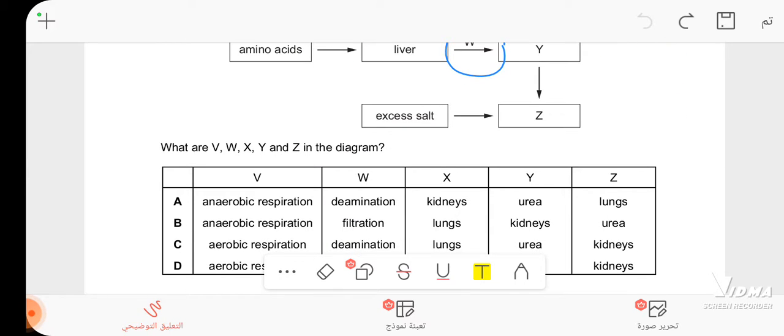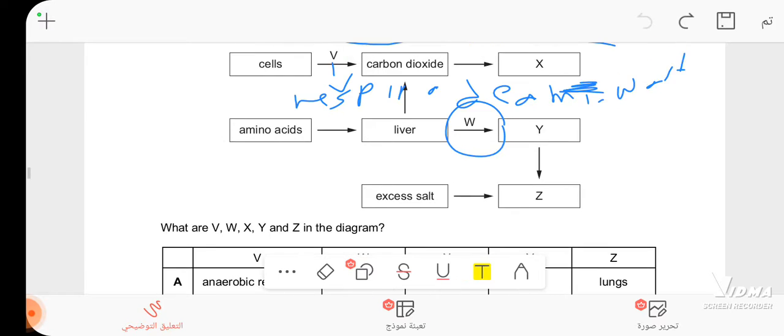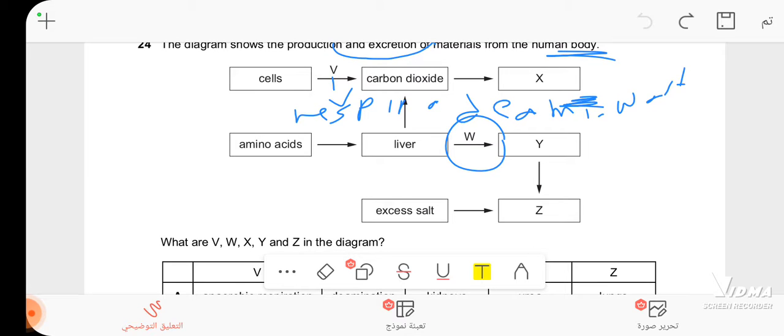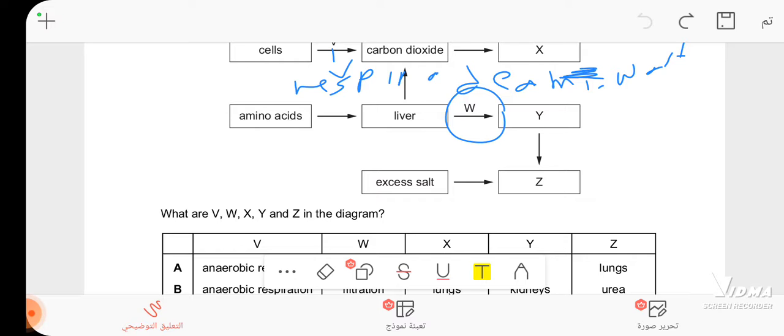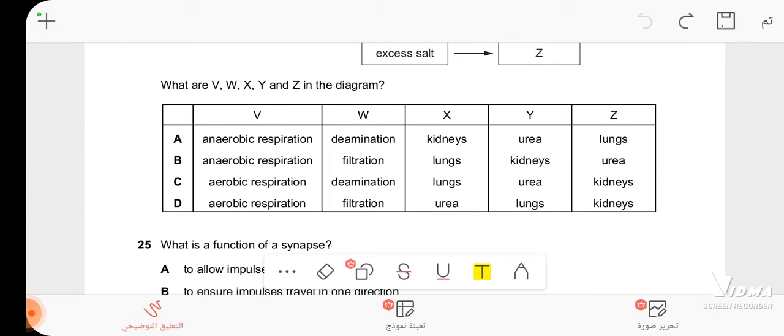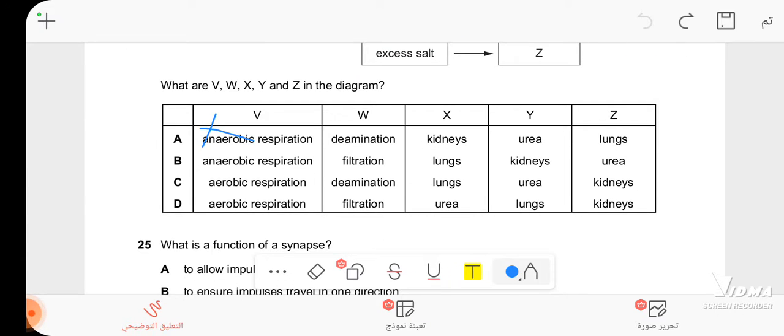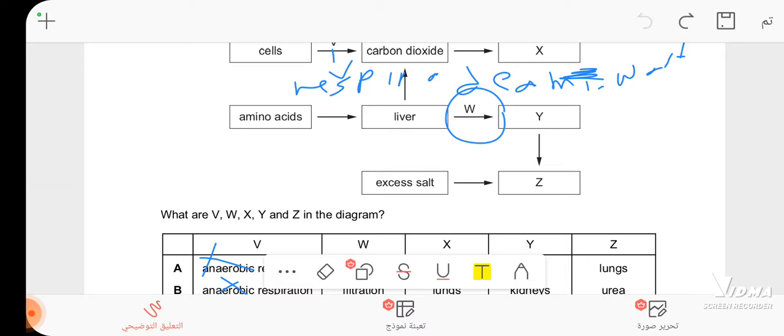What are the processes V, W, X, Y, and Z in the diagram? V, anaerobic respiration or aerobic respiration? Where is V? Cells give carbon dioxide, this is called aerobic respiration. For W, we said deamination, so this option is wrong. Anaerobic is also wrong. We said aerobic respiration, meaning respiration in the presence of oxygen. C may be right and D may be right. He said that W is deamination, which occurs in the liver, right, deamination.